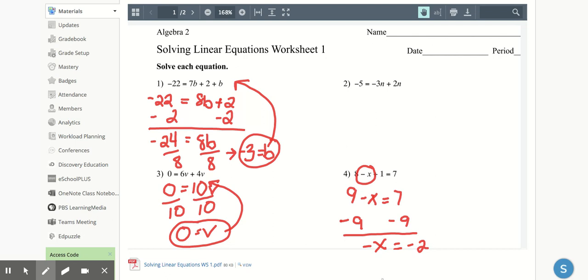So then here you can do one of two things. This negative x is really a negative 1x. So you can divide both sides by negative 1 to get x equals positive 2. Or you can think of it as the opposite of x equals the opposite of 2. So x is going to equal 2.